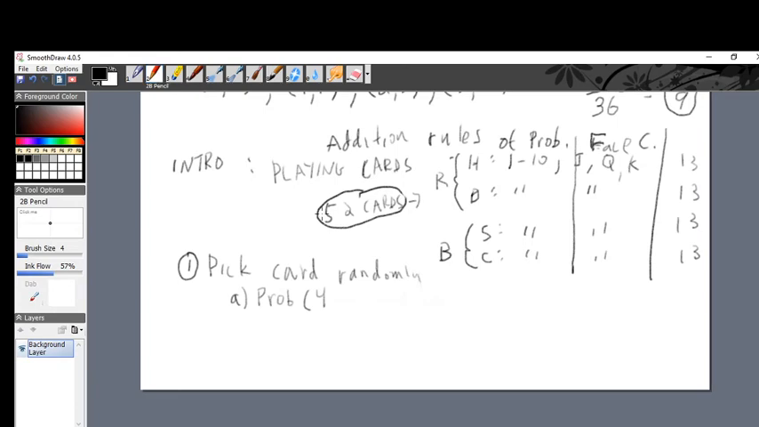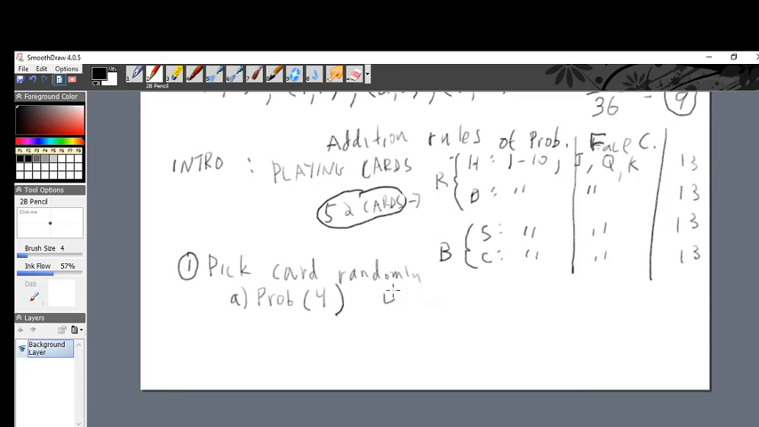Okay, so I got the pencil, and I apologize, but we're picking a card randomly, and I want to start out with an easy question. That was a harder question. What's the probability of getting a 4? How many 4s are in this deck? There is a 4 of hearts, a 4 of diamonds, a 4 of spades and a 4 of clubs. So there are 4 of them.